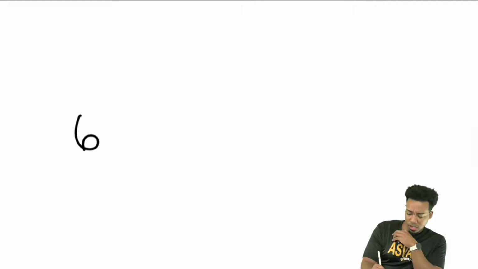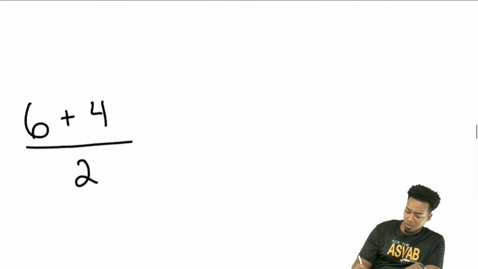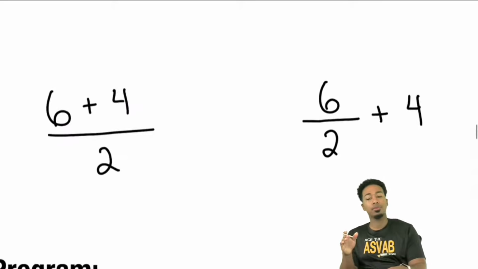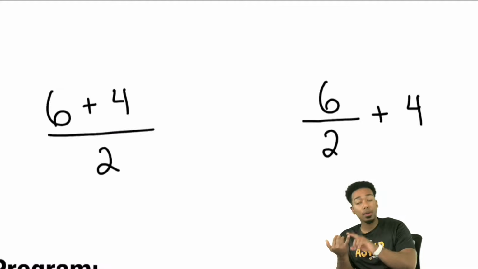Let's take a look at this example here. Just numbers. Let's say 6, and then 6 plus 4, and we're dividing it all by 2. And I'm going to show the same thing over here, the same numbers: 6 divided by 2 plus 4. Everyone, what did I say? I said, if you're able to do the same thing to both sides, and if you're able to work backwards, you're going to be successful.